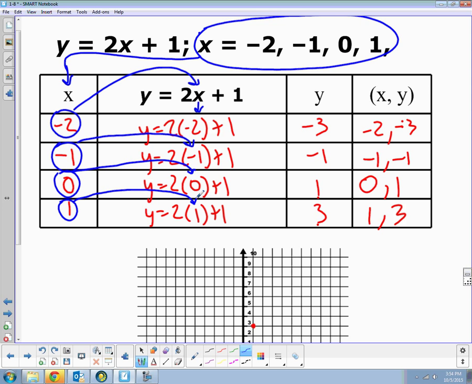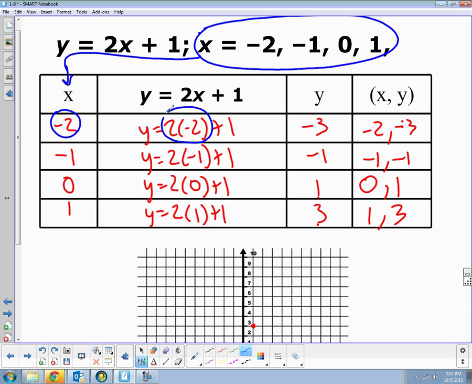And again, it's just four different examples. It's let's see what happens when x is -2. Let's see what happens when x is -1, etc. For the y column, this is where some of you maybe made your mistake. This is not a question of how does a table work, but simply doing the math correctly.